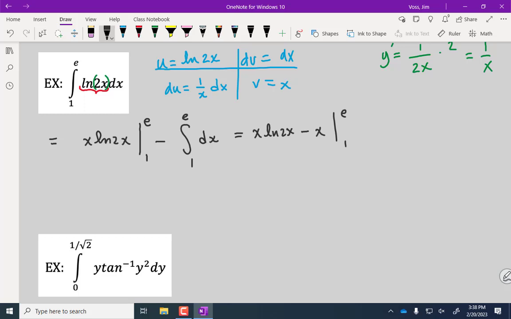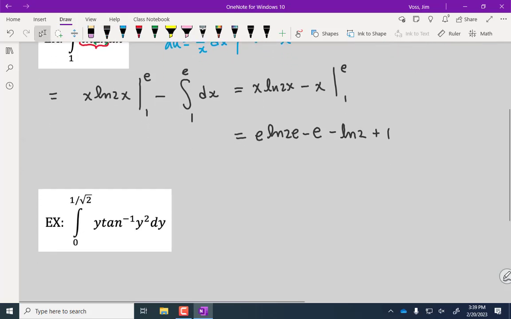Now we'll do our evaluation. We plug in the e first, so we have e natural log of 2e minus e. Now we subtract off the antiderivative evaluated at 1. Plugging in a 1 for all these x's, we have 1 natural log of 2, so minus natural log of 2, and then plus 1, subtracting off the antiderivative at 1. There's a little bit of simplification that can happen here.